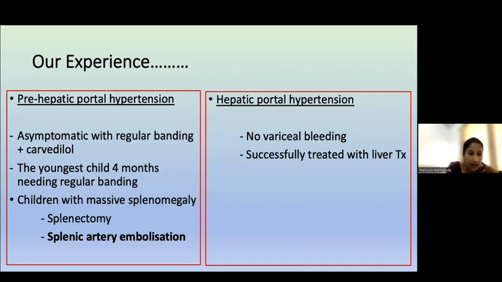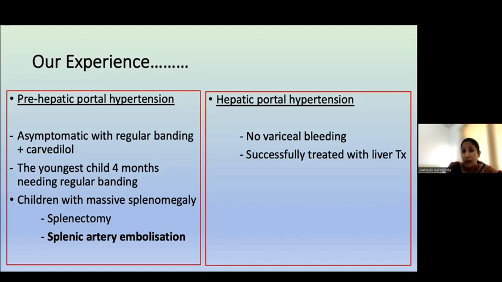And we had a few kids who were nearly adolescents with massive splenomegaly. That may be due to fibrosis of the spleen due to this portal congestion. In the good old days, we used to tend to do splenectomy, but in a few of the children, with the help of Dr. Iranga Ganewatha, who is the interventional radiologist at LRH, we tried splenic artery embolization, which was a success.